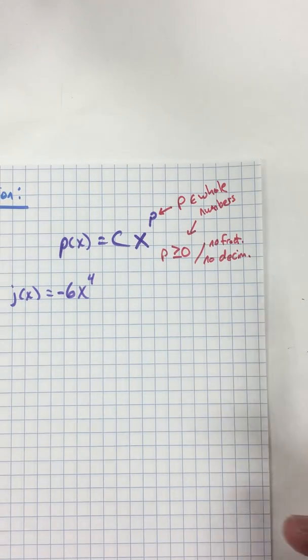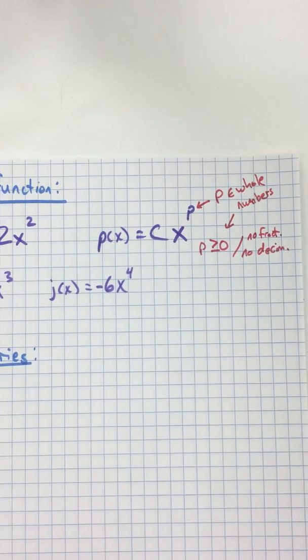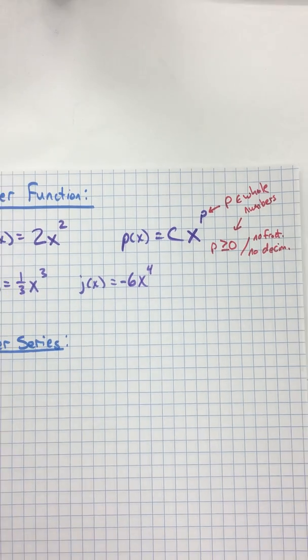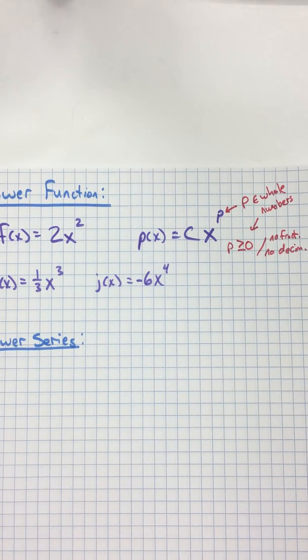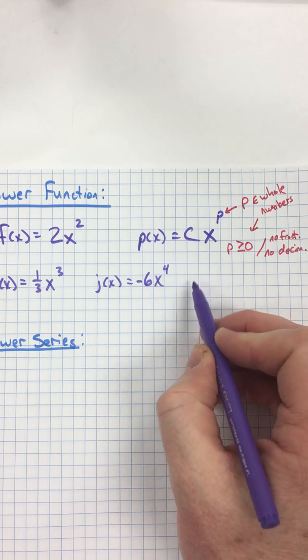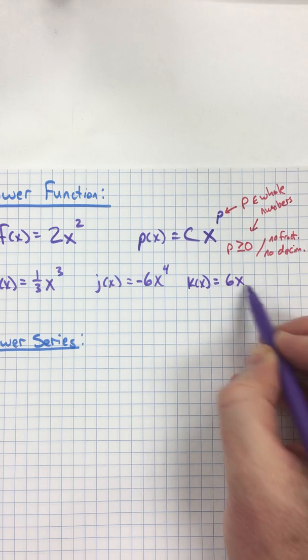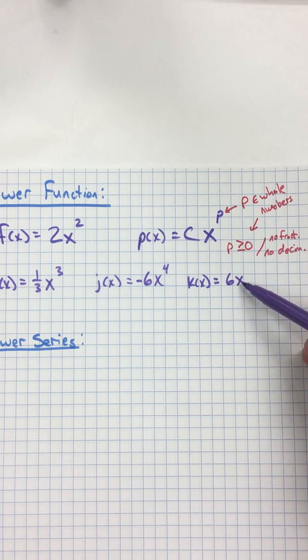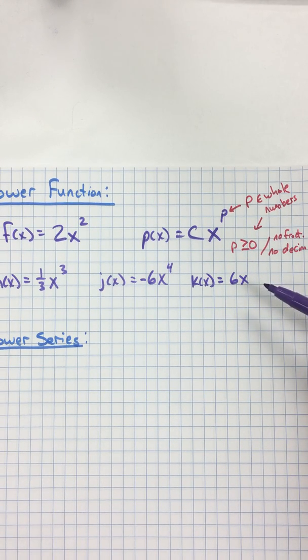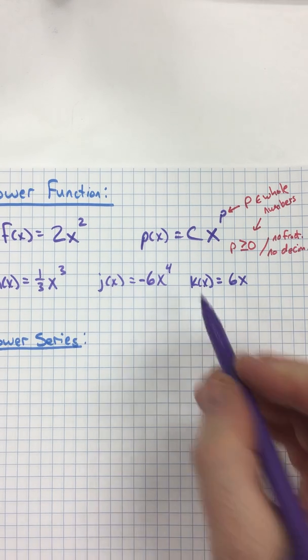Anything that's greater than or equal to 0 that's not a decimal or a fraction when it's in its most simplified form. So based on that, I could come up with some other examples. I could have, let's say, k of x equal to 6x. That would be like having x to the first power, which satisfies this rule. Now, typically when we did polynomials and power functions in algebra class, we usually put linear functions in a different category. But for our purposes, that's not a problem. We'll clump that in there also.